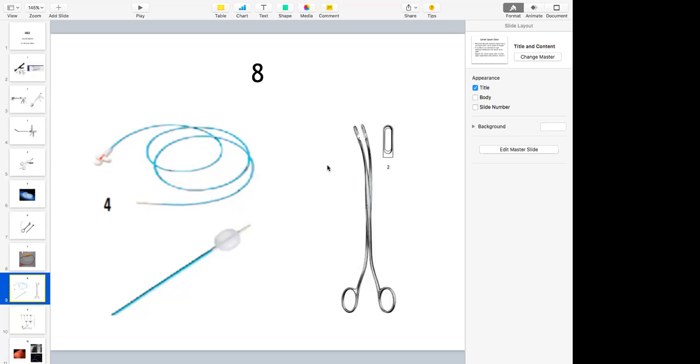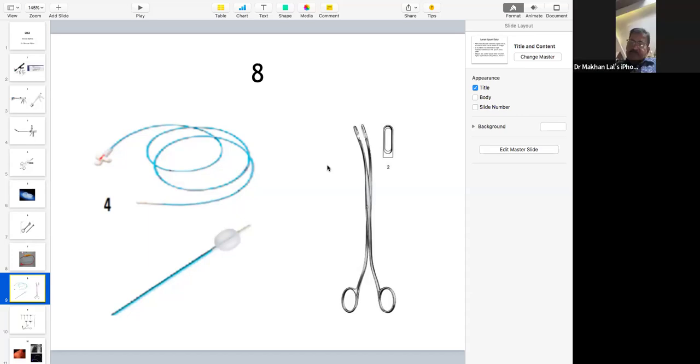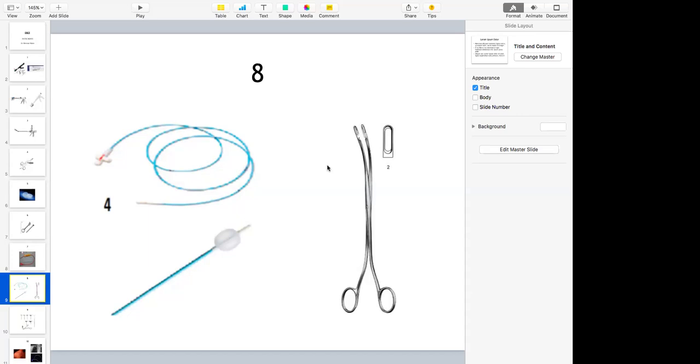So apart from these two instruments, what else can you employ for removing CBD stones? Sir, we can use a Foley's catheter also, if the Fogarty's catheter is not available, and with endoscopy we can also use another instrument, the Dormia basket. Yes, Dormia basket.